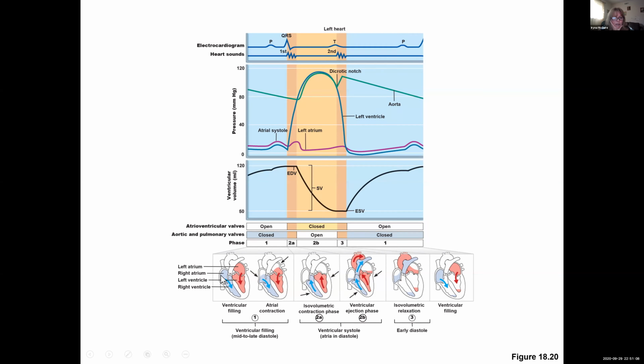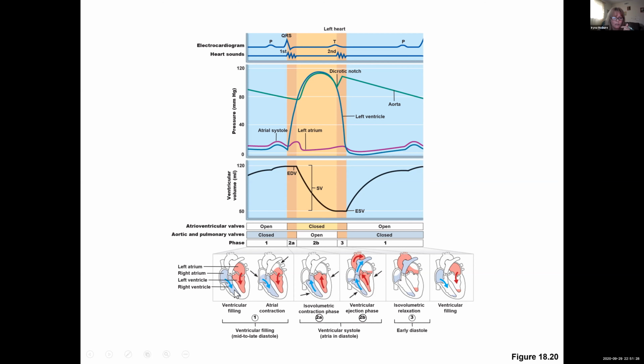Easy to remember, right? AV valve. This is the one that you might know as tricuspid and bicuspid valves. Right now, this blood vessel over here, that's the pulmonary trunk. And this that goes like this U-turn, this is the aorta.